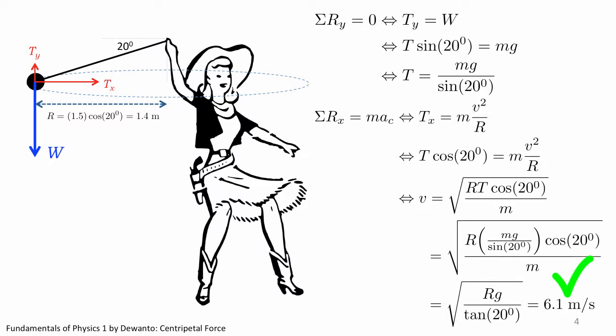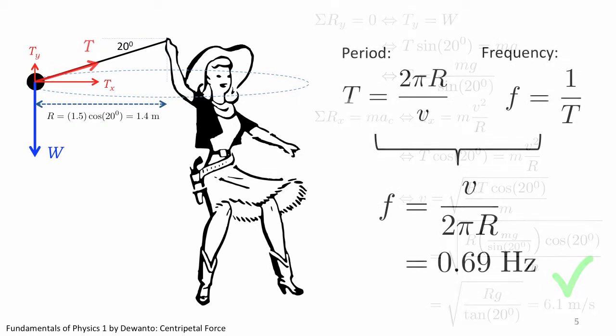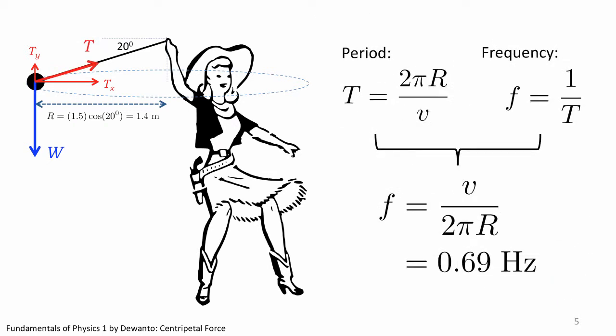In that case, there will be extra steps needed. Here we are making use of an equation we have learned before from the lecture on circular motion. The conclusion is that in terms of speed v, frequency is given by v over 2 pi r, and that gives us 0.69 Hz. If you wish, you could convert this answer further to rotations per minute.